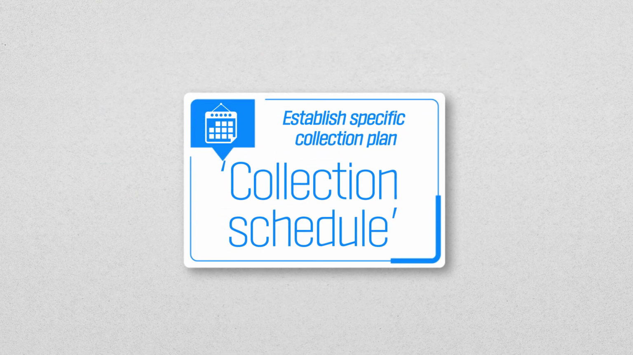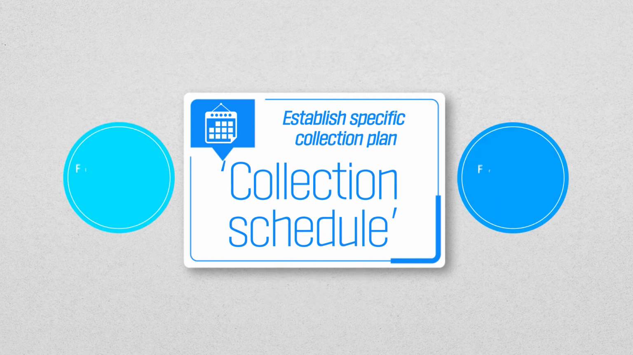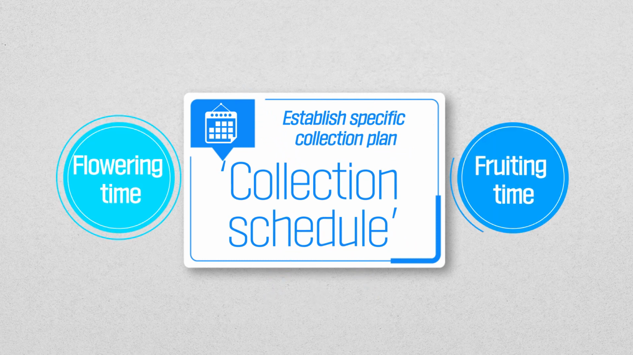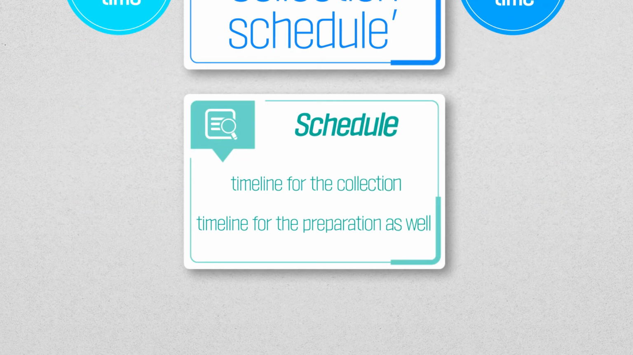Firstly, create a schedule for the collection. The plan should be created considering the flowering season and fruiting season. And it should not only include the timeline for the collection, but the timeline for the preparation as well.